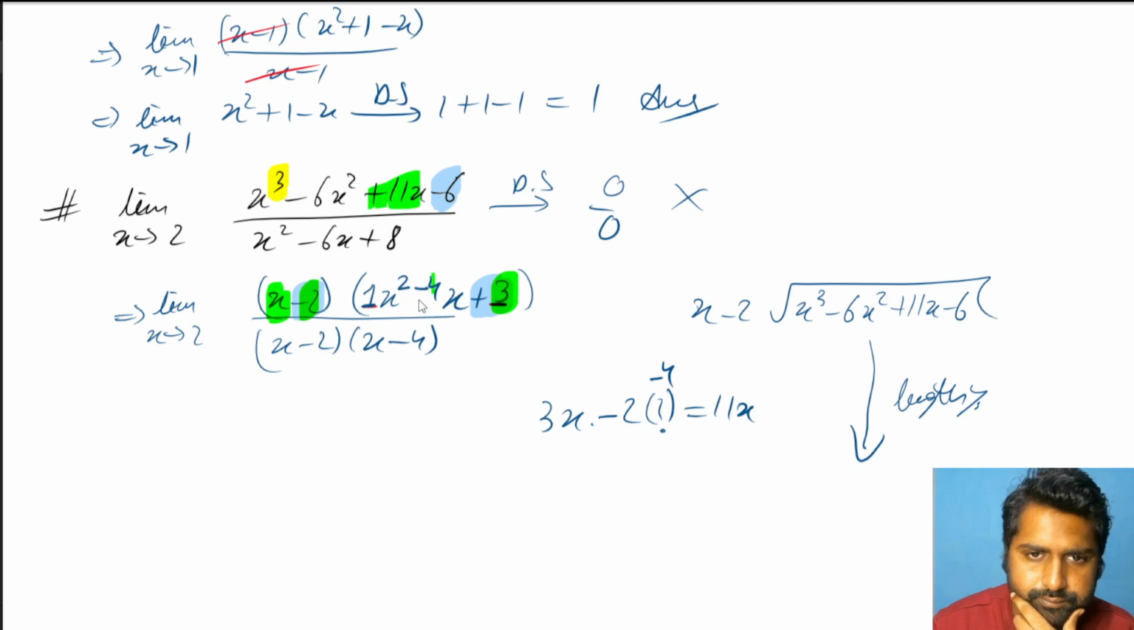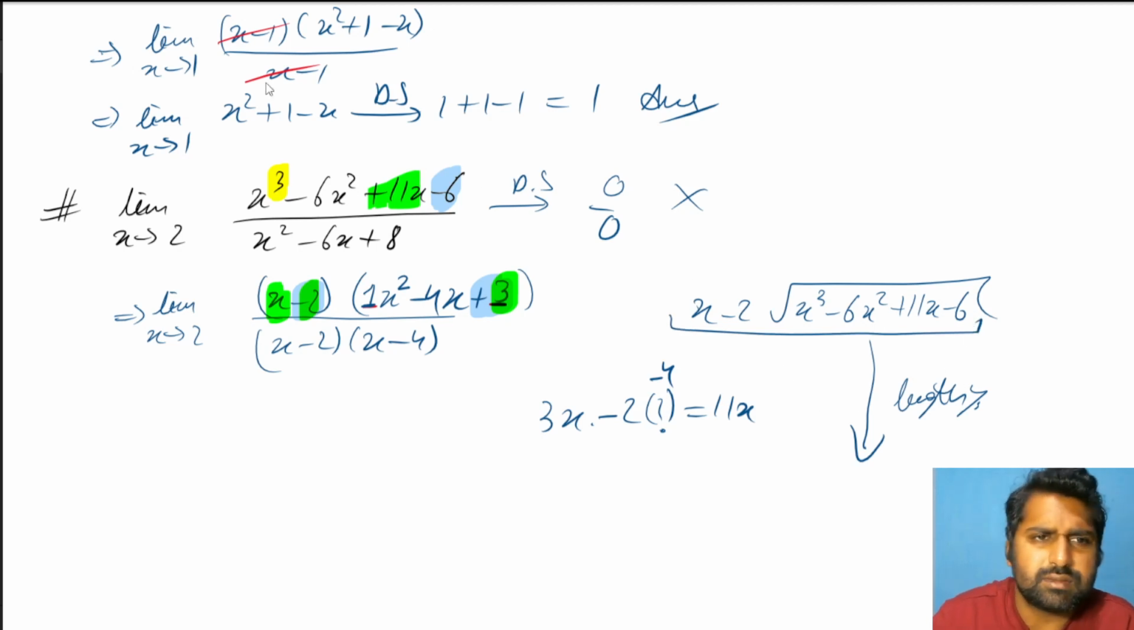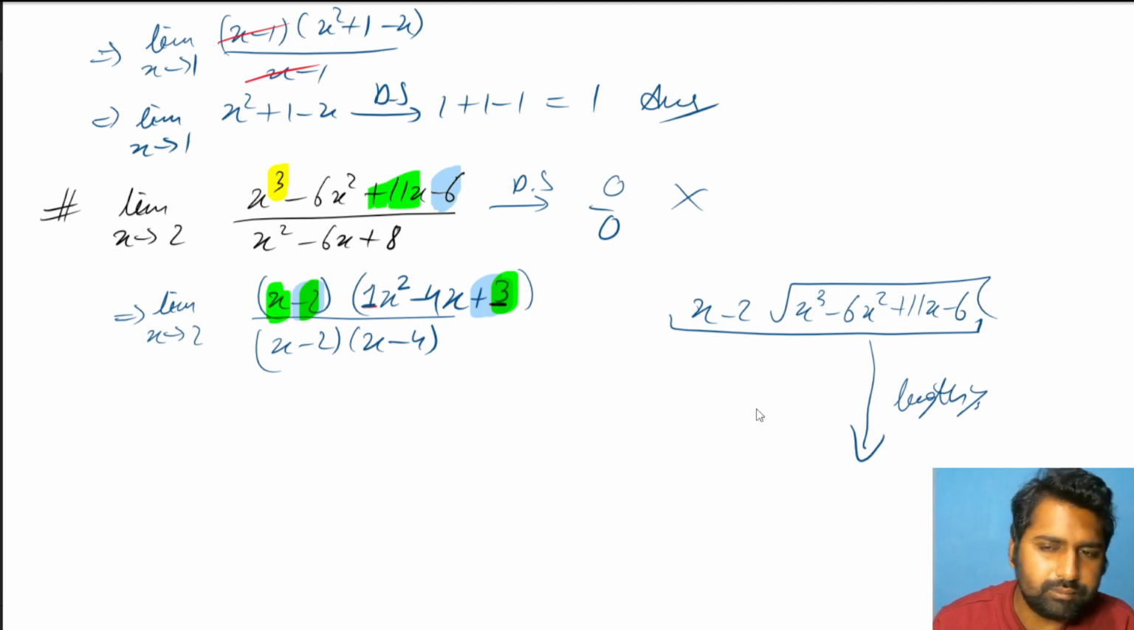So you'll get here -4. Although it does seem that I'm doing a lot of thinking here, but trust me, once you get used to this method, it's very easy. And if you don't like this method, of course you have the longer method, that is division. Do the actual division. Who is stopping you here?